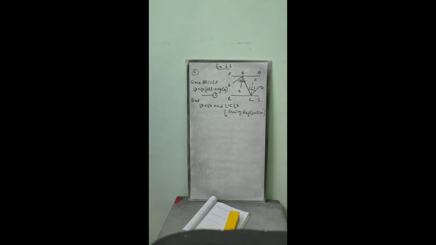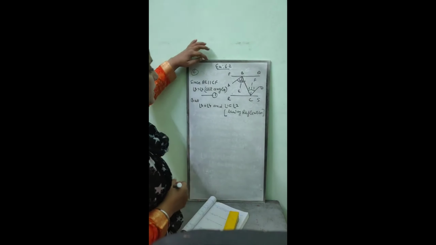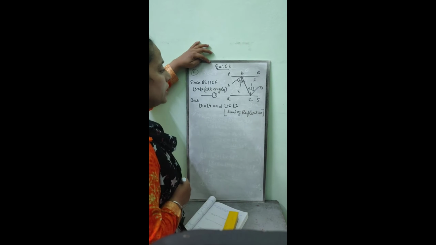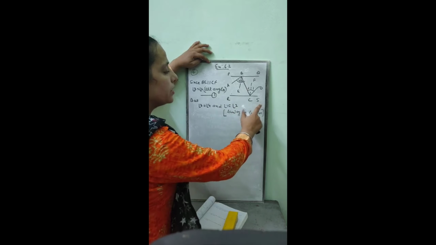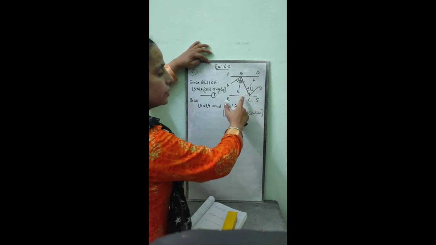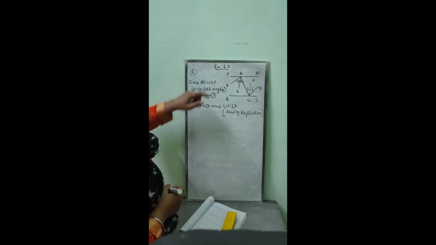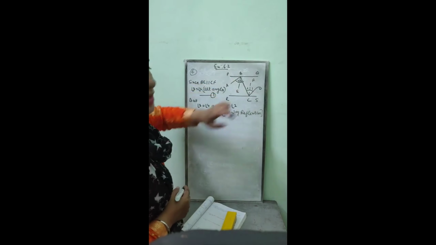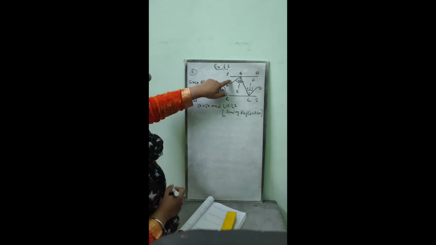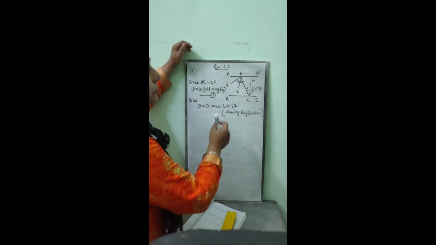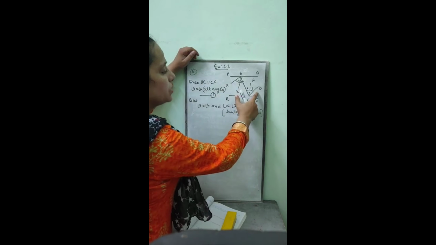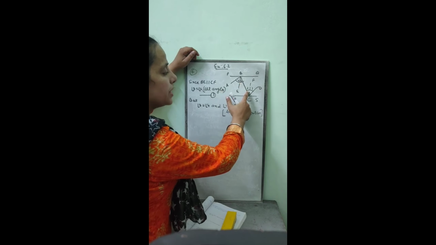Students, now we are going to start with sum number 6, exercise 6.2. See, he is saying PQ and RS are two mirrors placed parallel to each other. Your work is to prove AB parallel CD. Since BE is parallel to CF, it means angle 3 will be equal to angle 2.